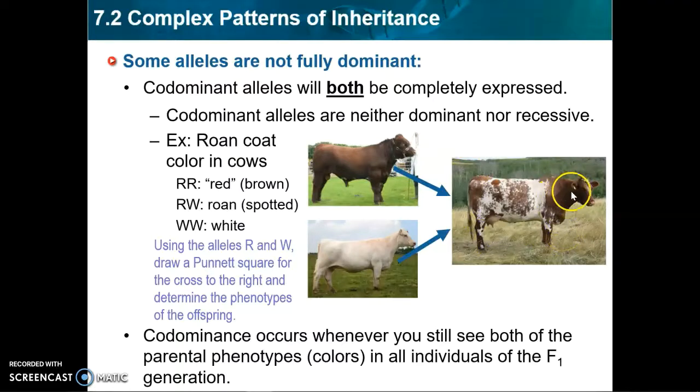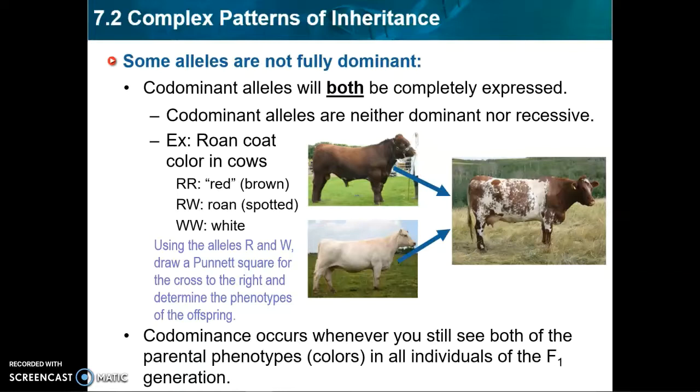So there's some patches where that red color is completely expressed, and then there's other patches where the white color from the mother is completely expressed. So red doesn't cover up with the white, it doesn't blend with the white. They're both fully expressed at the same time, just in different regions of the body.